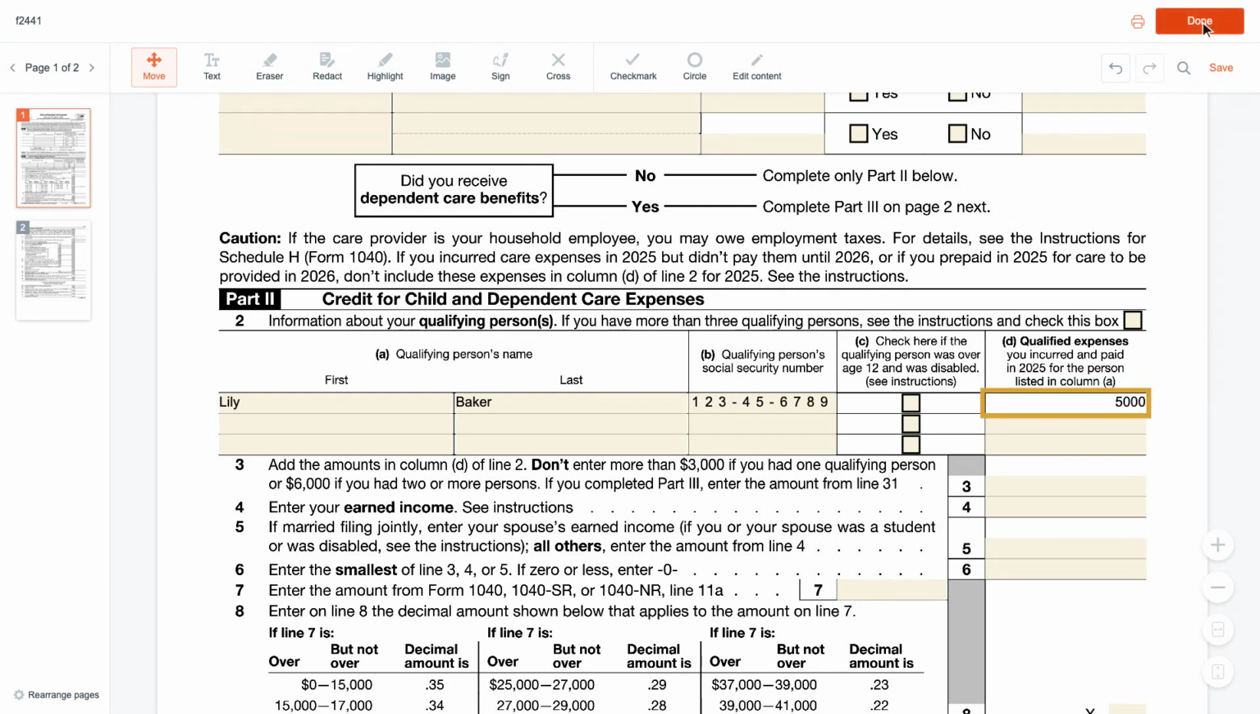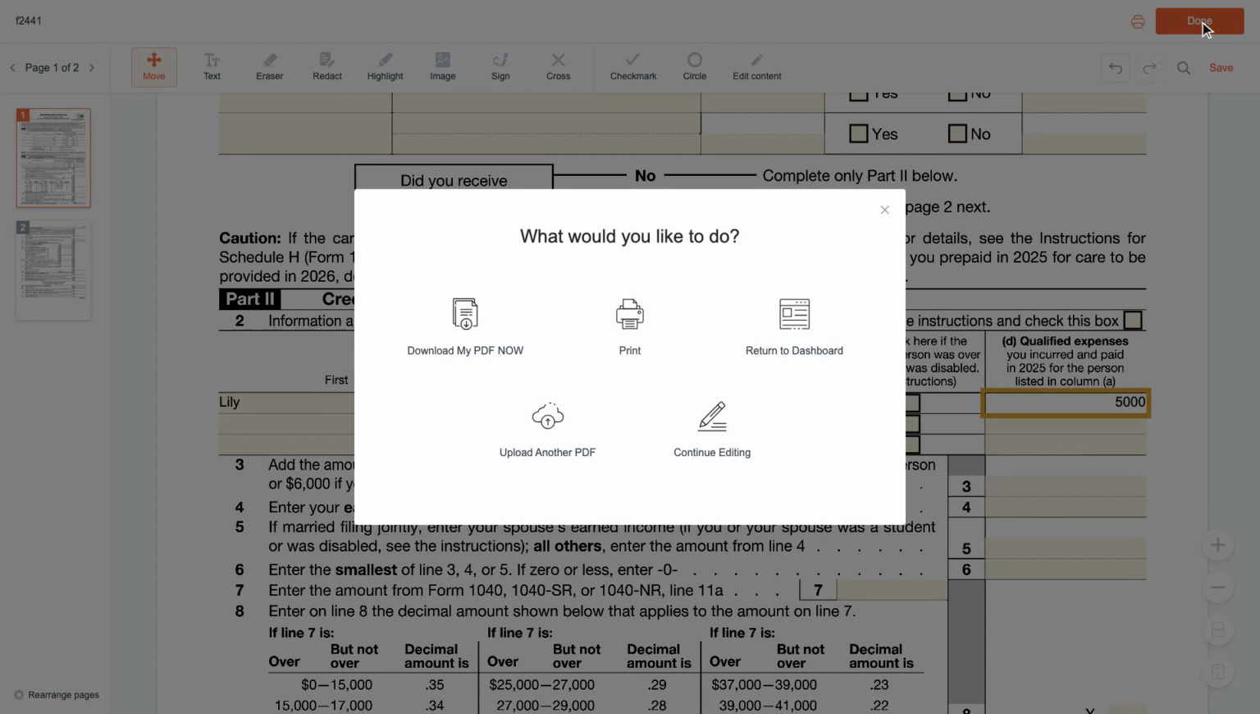Attach Form 2441 to your Form 1040. Keep receipts and records of all care payments during the year. Dependent care benefits from an employer reduce the expenses you can claim here.